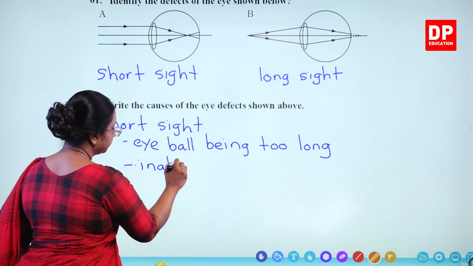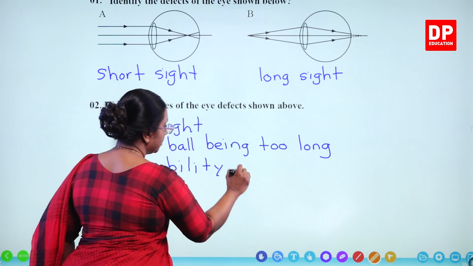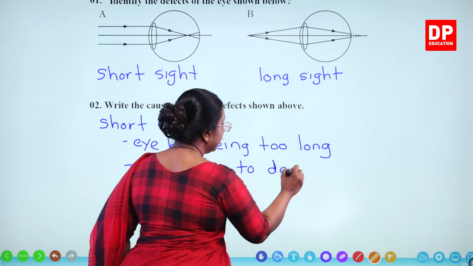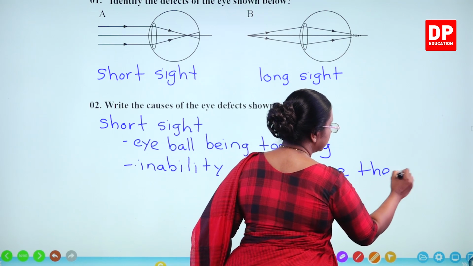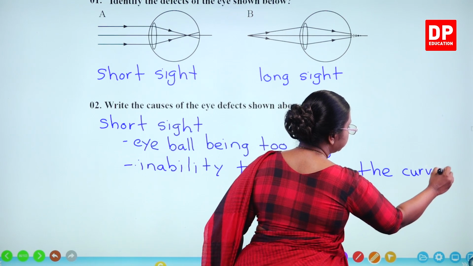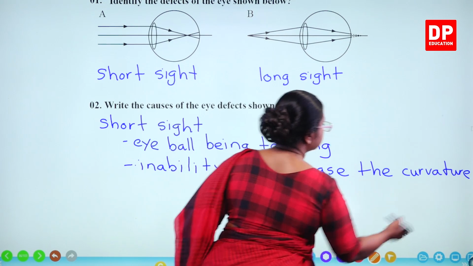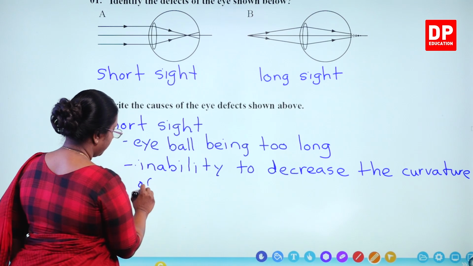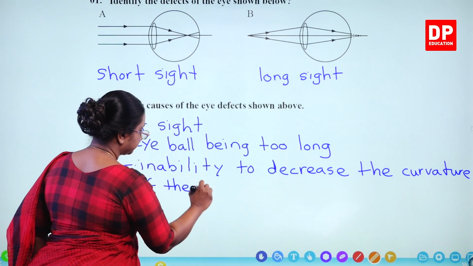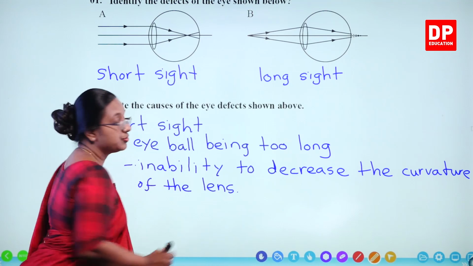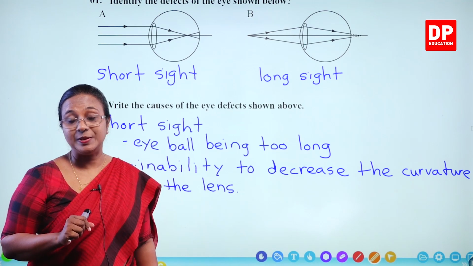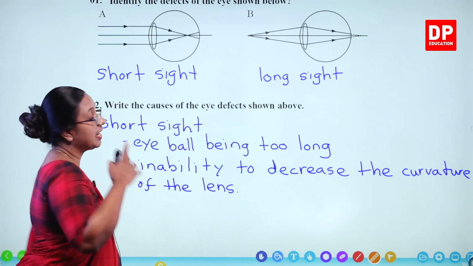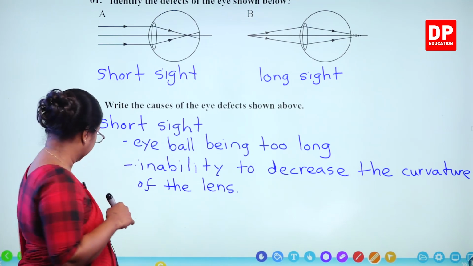Inability to decrease the curvature of the lens. Why? To see the far objects, the lens has to be thin or the curvature has to be less. So short sight, you can't see far objects clearly.